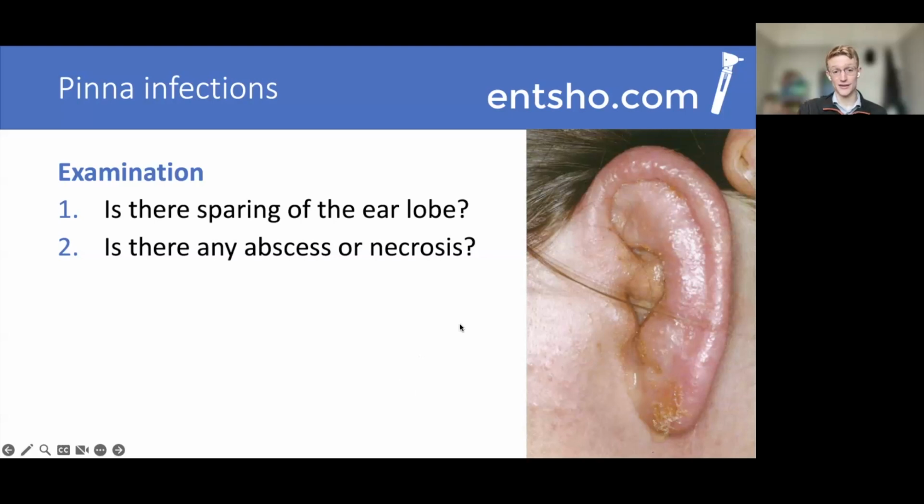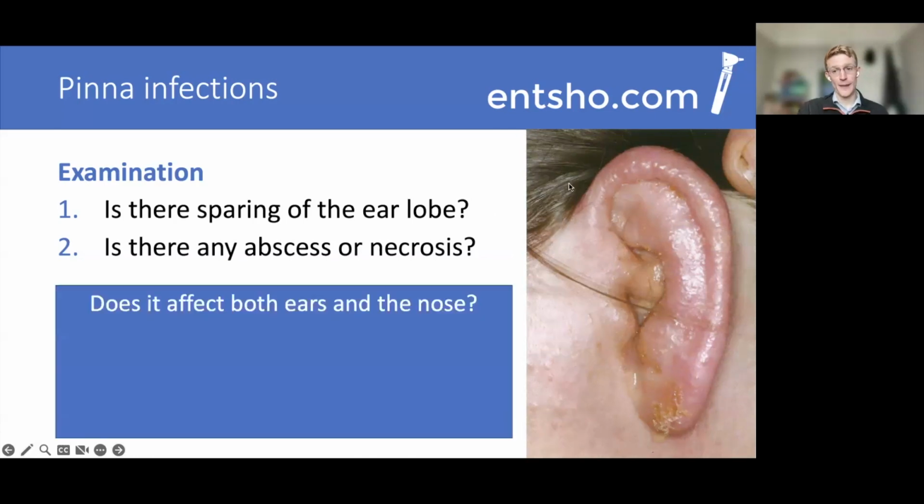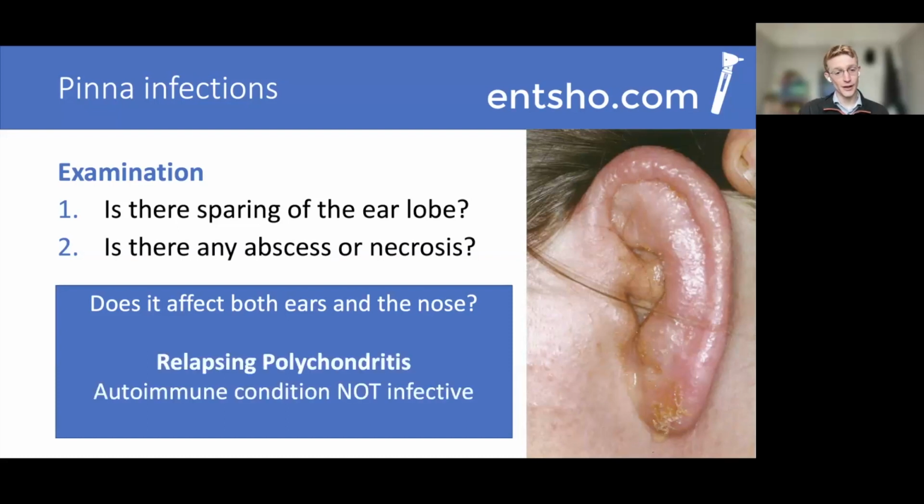The other thing is, is there an abscess or any kind of necrosis of the pinna? You need to worry about that, particularly if there's an abscess. This patient is going to need urgent drainage of that. And then, slightly more into the weird and wonderful: does it affect both their ears and their nose? That would be unusual, obviously, for an infective condition. If it does, then you should have in the back of your mind relapsing polychondritis, which is actually an autoimmune condition rather than an infective condition, and can sometimes be mistaken for pinna perichondritis.